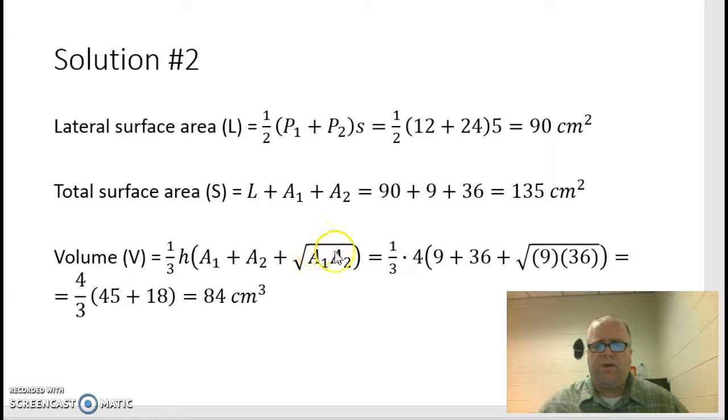So you're going to want to first do this, the a1 times the a2, and then you can take the square root of that, and then you can add these three up together, and then you can multiply that by the height, and then multiply that by 1/3, or dividing by 3. That's going to be the same thing. So if you do it all together, and I did a couple of steps here, you should get 84 centimeters cubed.